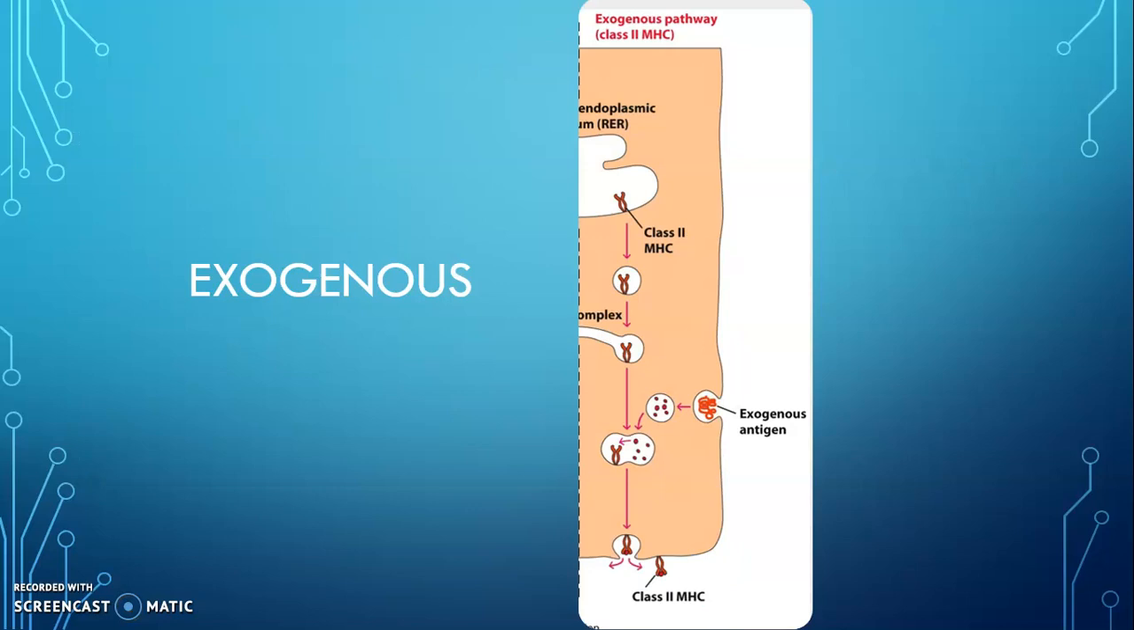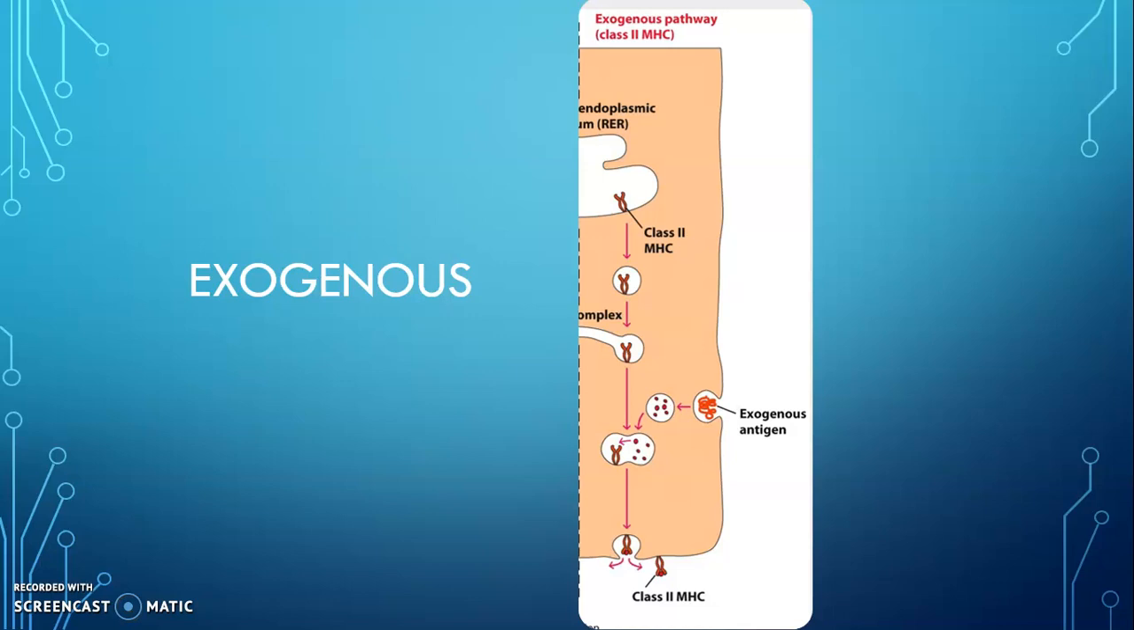Next, we have exogenous. The exogenous antigens are taken up from the extracellular environment by endocytosis. So these antigens are not inside the cell already. These were taken from the outside. So this is the exogenous pathway. These are presented on class 2 molecules instead of class 1.